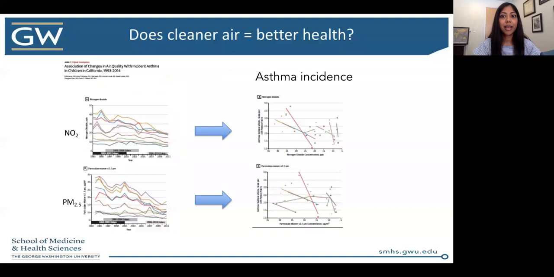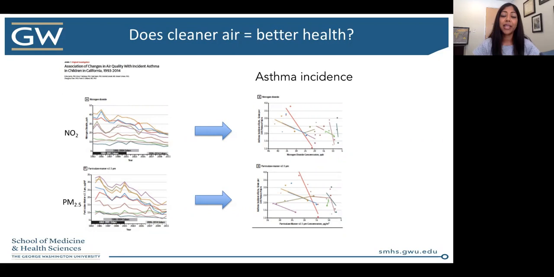On the right, we now see two graphs showing the incidence of childhood asthma over this period. So to summarize the significant findings, on the top, a decline in nitrogen dioxide was significantly associated with lower childhood asthma incidence. And on the bottom, a decline in PM2.5 was also significantly associated with lower childhood asthma incidence. So yes, cleaner air leads to better health. In this case, fewer children with asthma.